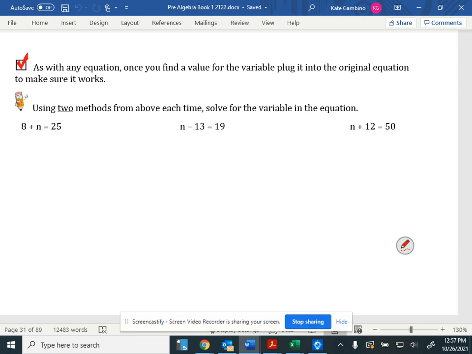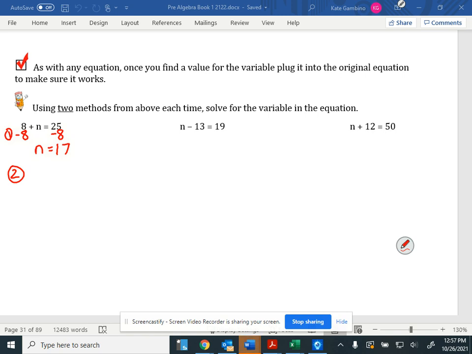Well, if we're gonna do the opposite operations, you would subtract 8 and subtract 8. So then you'd have n equals, well, 8 minus 8 is 0. 25 minus 8 is 17. So that's one way of doing it. You need to do it two ways. That was one.